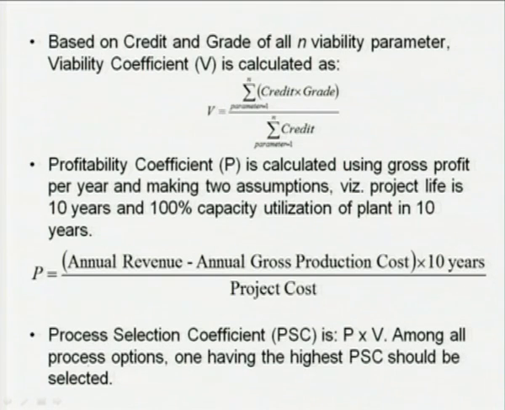Now, obviously, the process which has the highest process selection coefficient should be selected. However, it may happen that some processes will have nearby process selection coefficients. To scrutinize between these processes, we need more experienced persons, managers or consultants. In case the highest process selection coefficient for a particular technology is significantly different from the others, then we have to go for that particular process as our choice.